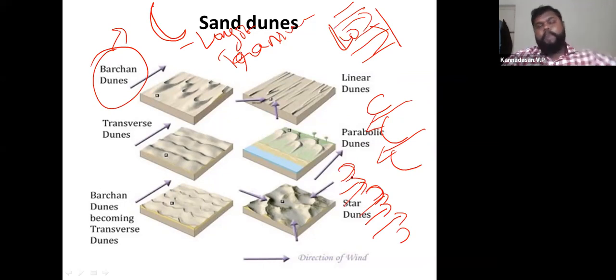Barchans are a type of longitudinal dune, which are crescent shaped. There are different longitudinal dunes available. Barchans is one such type which is crescent shaped. That's the only difference.